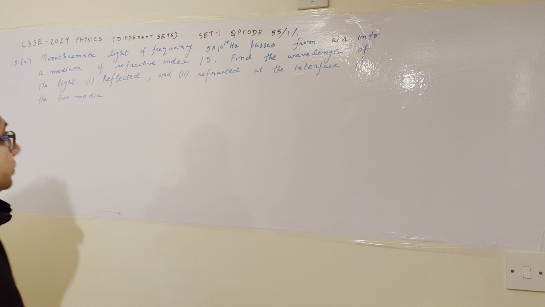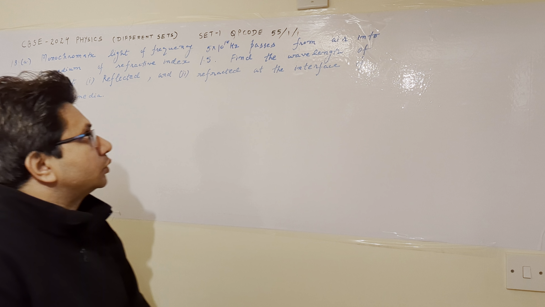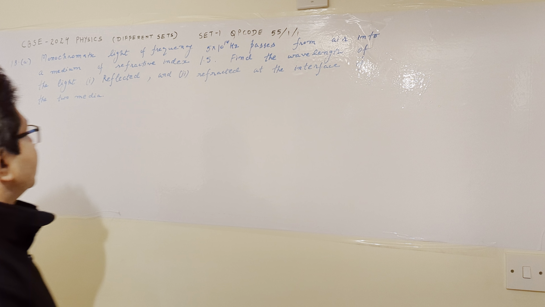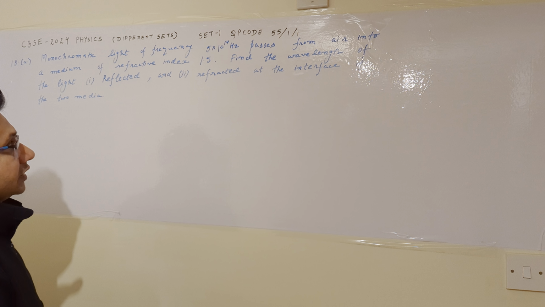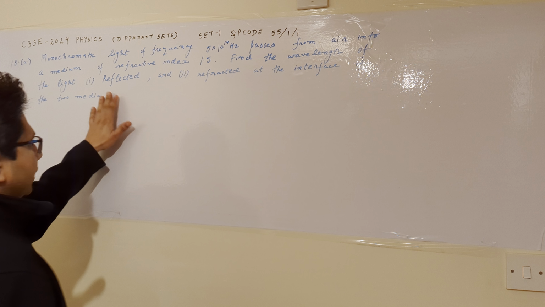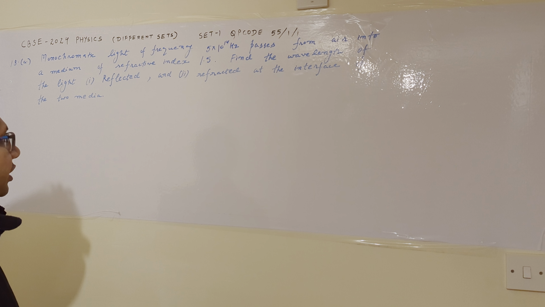Now the question is: monochromatic light of frequency 5 × 10^14 Hertz passes from air into a medium of refractive index 1.5. Find the wavelength of the light reflected and refracted at the interface of the two media.